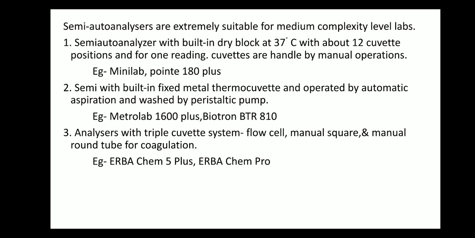Then analyzer with triple cuvette system. There will be a flow cell also, manual square, then manual round tube for coagulation. So separately, three types of cuvettes are made use of, based on the type of the test. In detail it is not required. Examples are Erba Chem 5 Plus and Erba Chem Pro.